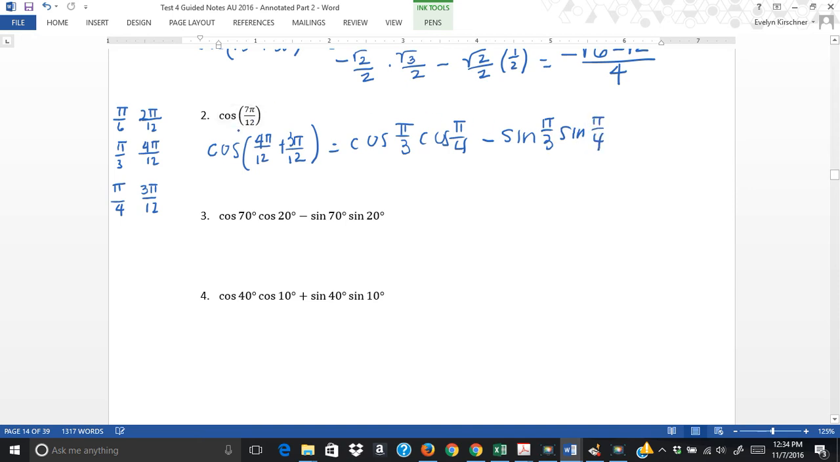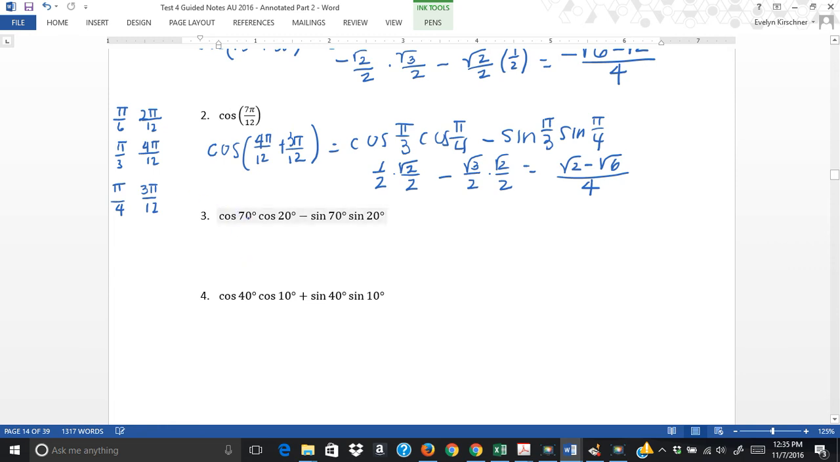Now 7 pi over 12, that's a little bit more than half, so that's in the second quadrant, so the answer should be negative. So the cosine of pi over 3 is 1/2. Cosine of pi over 4 is radical 2 over 2, minus, this is sine of pi over 3 is radical 3 over 2, and then times radical 2 over 2, and I get radical 2 minus radical 6 all over 4. And so this is bigger than that. It is negative, and we did get the right answer.